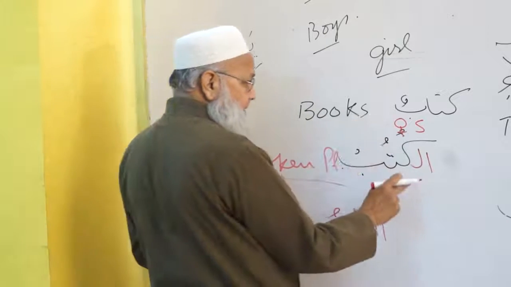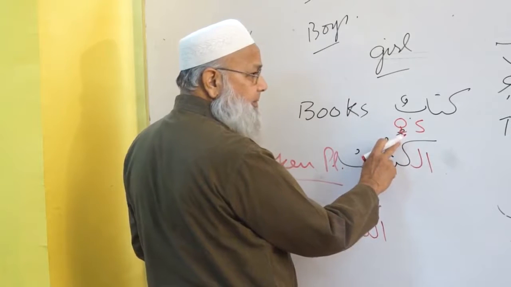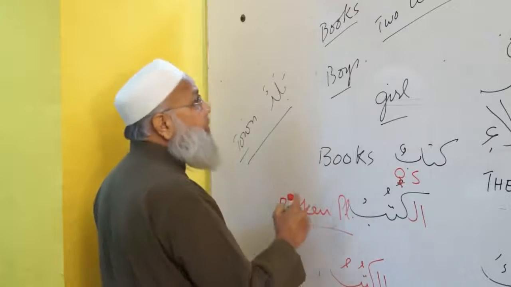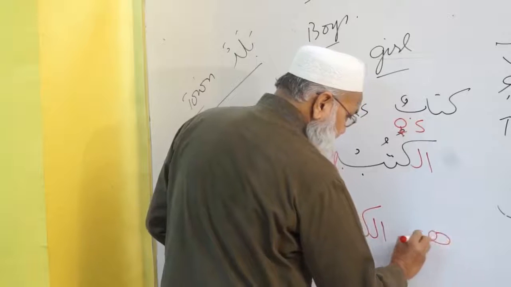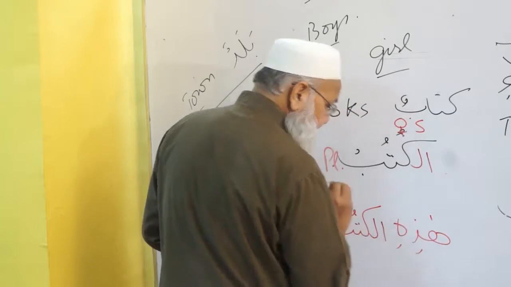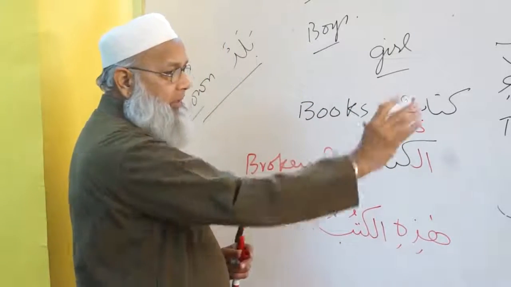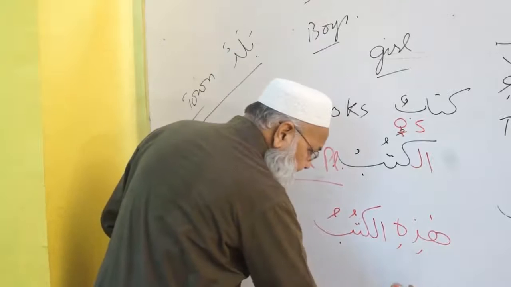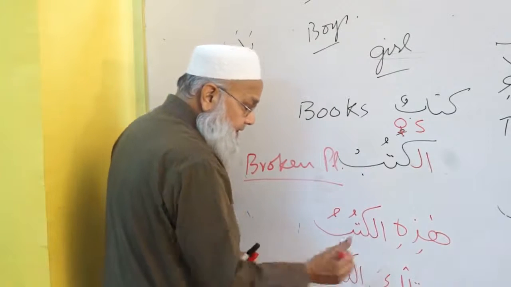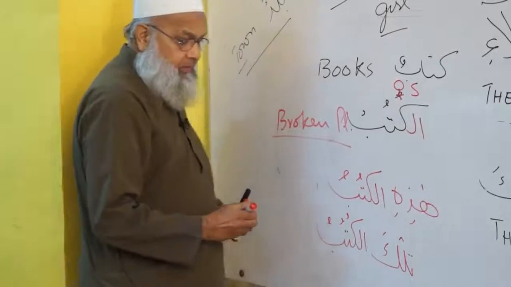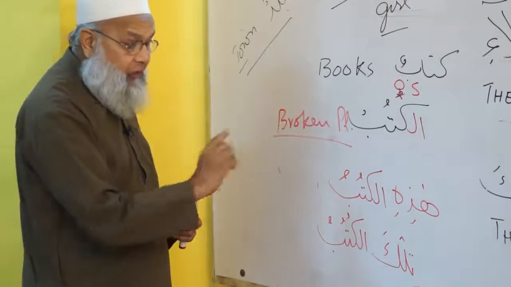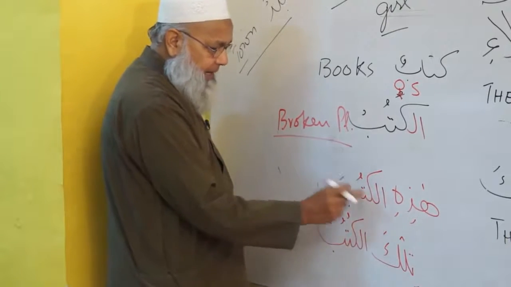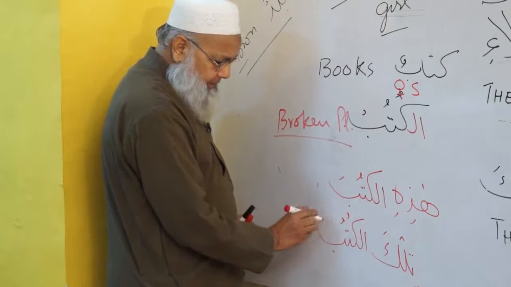Now you have to bring the singular feminine ishara for this. If you have to say these books, it will be hadihil kutubu. And if they are lying far, you will say tilkal kutubu. Now since tilka and hazihi both are mabni, their i'rab changes but their form doesn't change, appearance doesn't change. So if it is kutuba, it will be hazihil kutuba and tilkal kutuba.